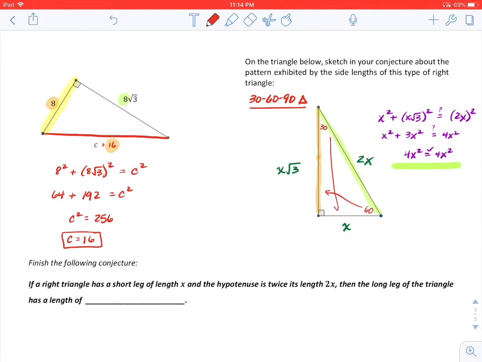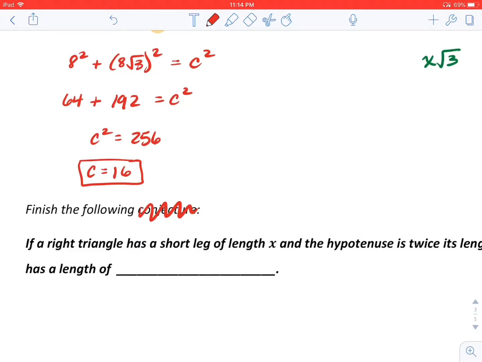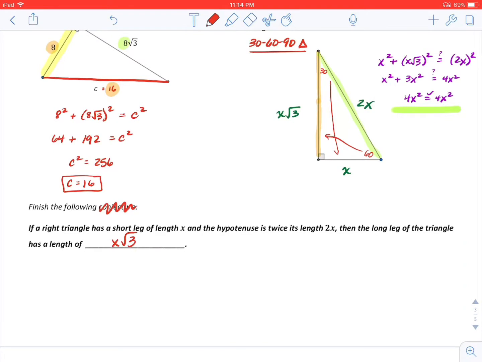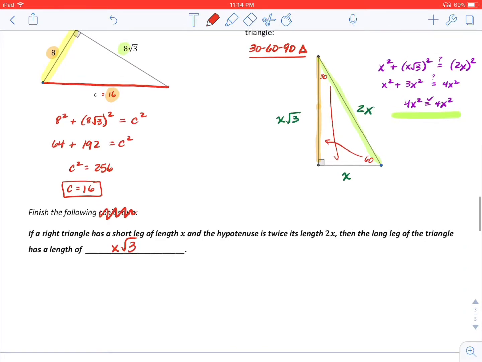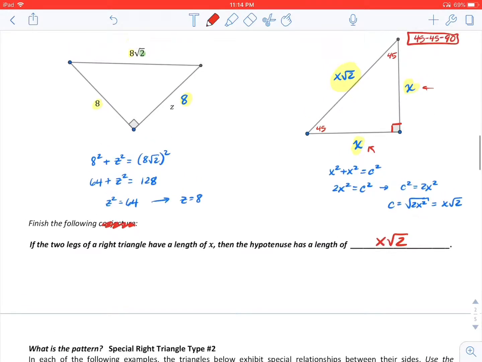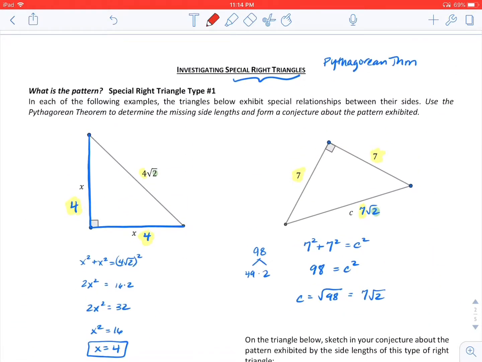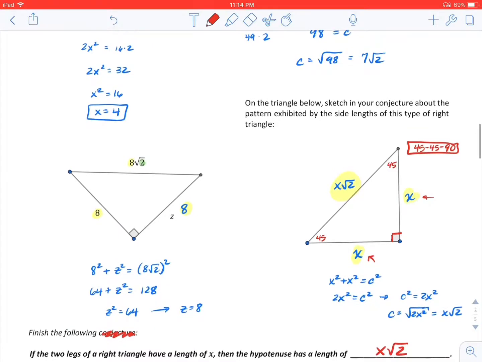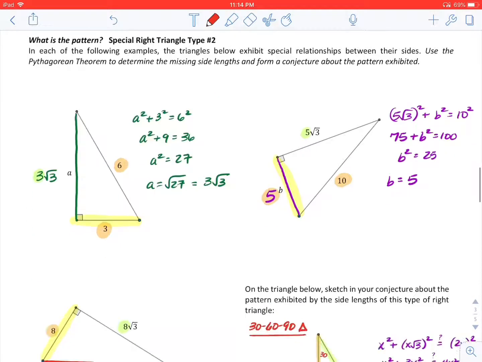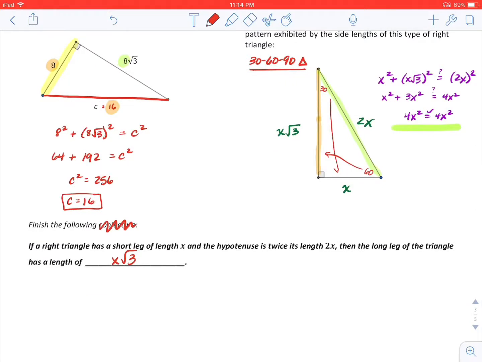So let's finish this conjecture, this statement. If a right triangle has a short leg of length x and the hypotenuse is twice its length at 2x, then the long leg of the triangle has to be x times the square root of 3. And that's the relationship of a 30, 60, 90 triangle. In each of these two types of special right triangles, we may be given just one value, and we'll need to utilize the relationships known from the special right triangles in order to develop the other values of the legs. In the next video that you see, I'll do some examples that happen to do just that.